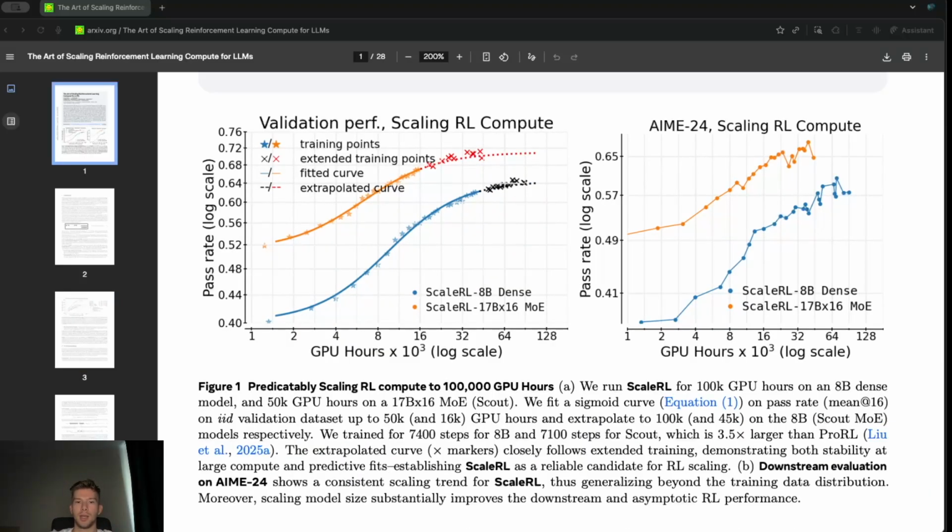ScaleRL proved its stability by running for 100,000 GPU hours, with the resulting performance curve perfectly tracking the prediction made earlier in the run. This predictability generalized across multiple training axes, and the most exciting result is for larger models. They applied ScaleRL on the 17B x 16 mixture of experts Llama 4 Scout model, and the larger mixture of experts model exhibited much higher asymptotic reinforcement learning performance than the 8B dense model while using only 1/6 of the reinforcement learning training compute. This work establishes a new methodology for predicting scalability, and it allows researchers to evaluate new algorithms cost effectively by forecasting their final performance from small runs.